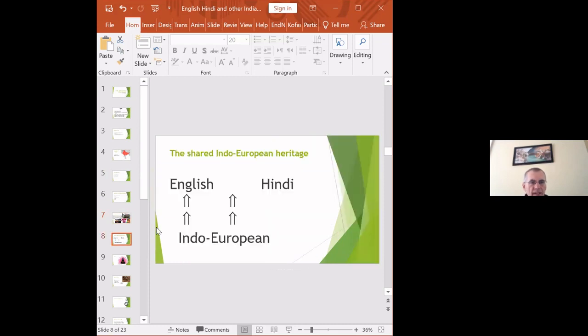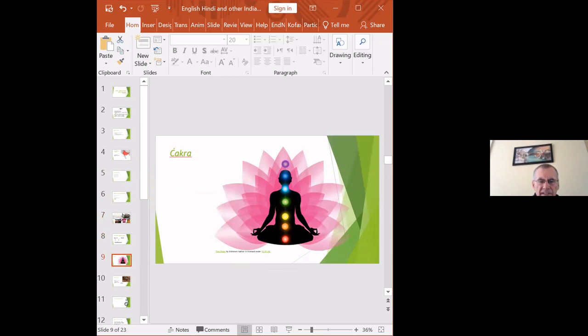Now, let me move to the shared Indo-European heritage. So far I have spoken about words of English origin in Hindi. Now, with the shared Indo-European heritage, the connection is deeper but less visible than in loanwords. Let me start with a spectacular example. Those who have been exposed to yoga must know about the concept of chakras. Now, chakra means circle in Sanskrit and Hindi.